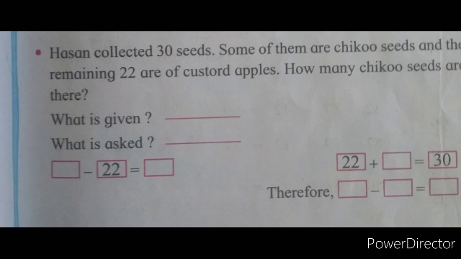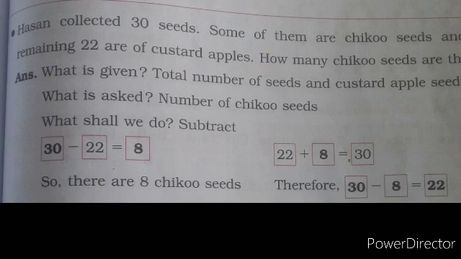See children. Children, what is given? Total number of seeds and custard apple seeds. What is asked? Number of chickoo seeds. What shall we do? Subtract 30 minus 22. Here the answer will come 8 because we can do the subtraction.